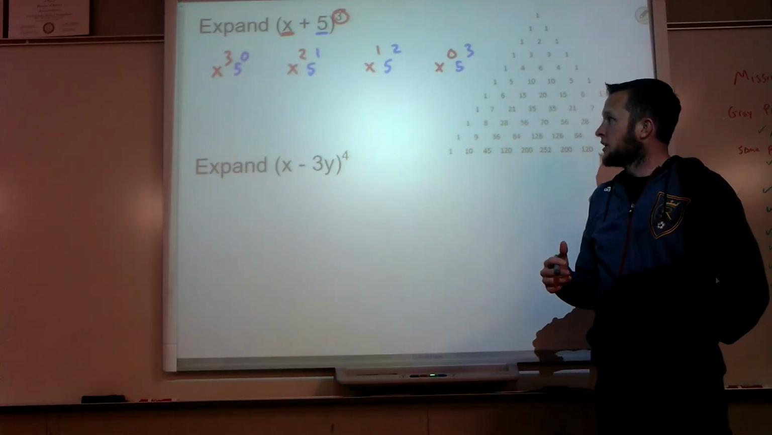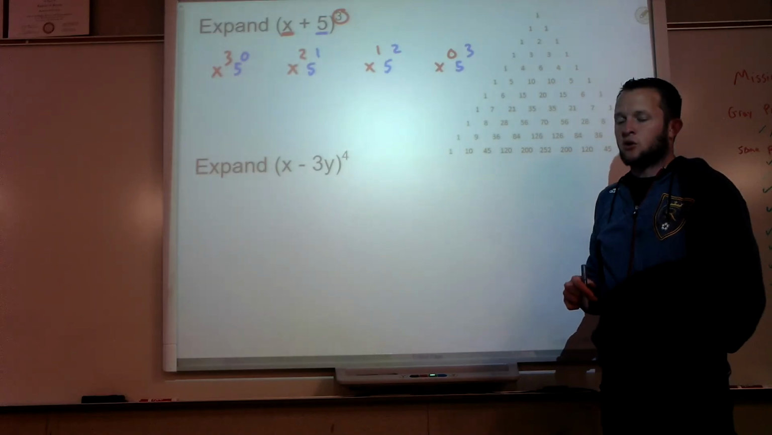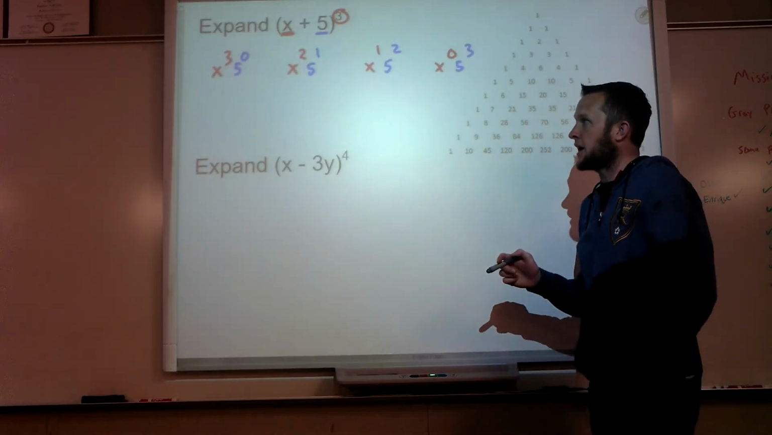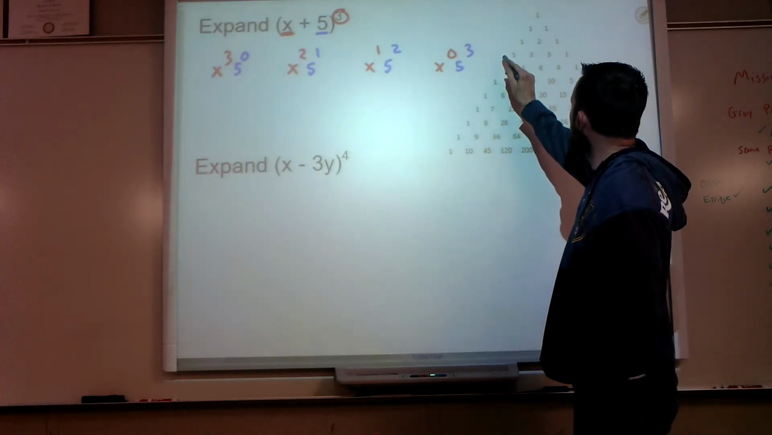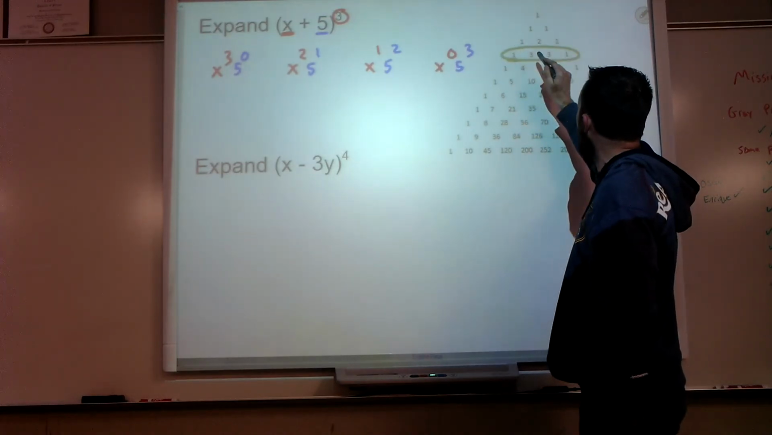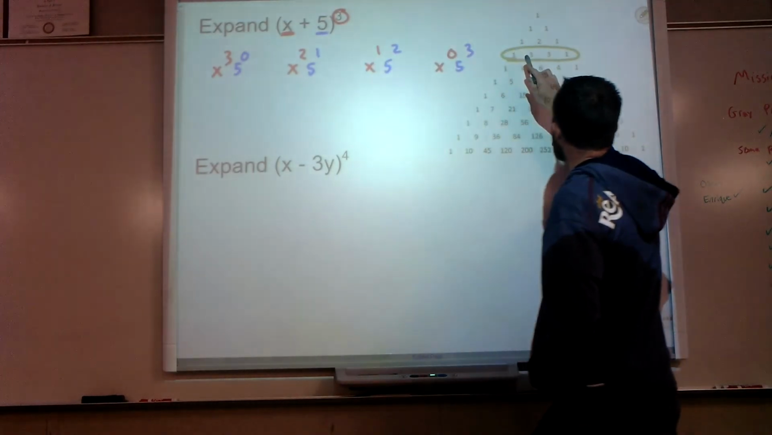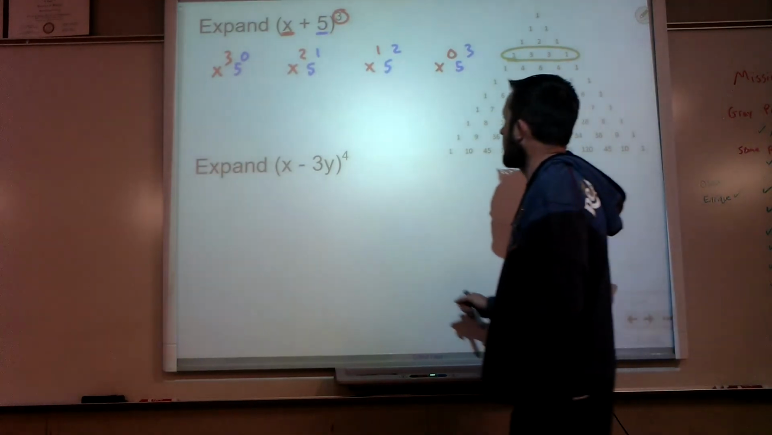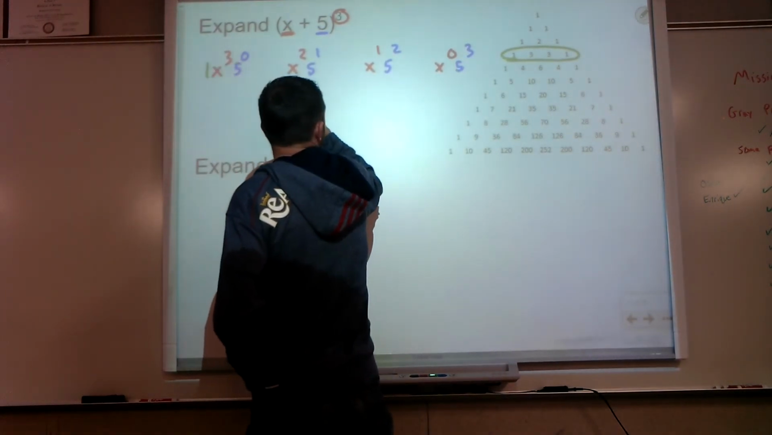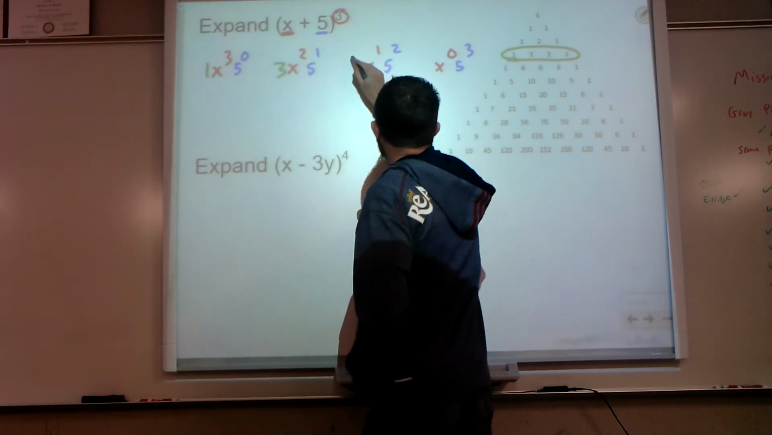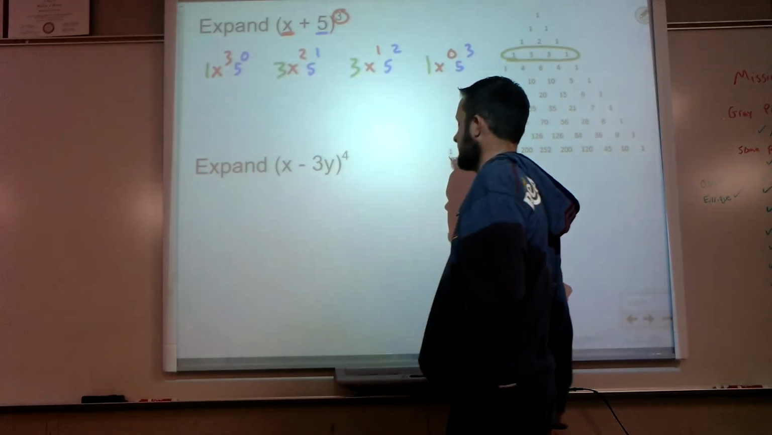That's step 2. Now we go to step 3, which is we're going to write in the coefficients from Pascal's triangle. We're going to use the row that has a 3. See how we have a 3? We're going to use the one that has a 3. So I'm going to put a 1 here, a 3 here, a 3 here, and a 1 here.